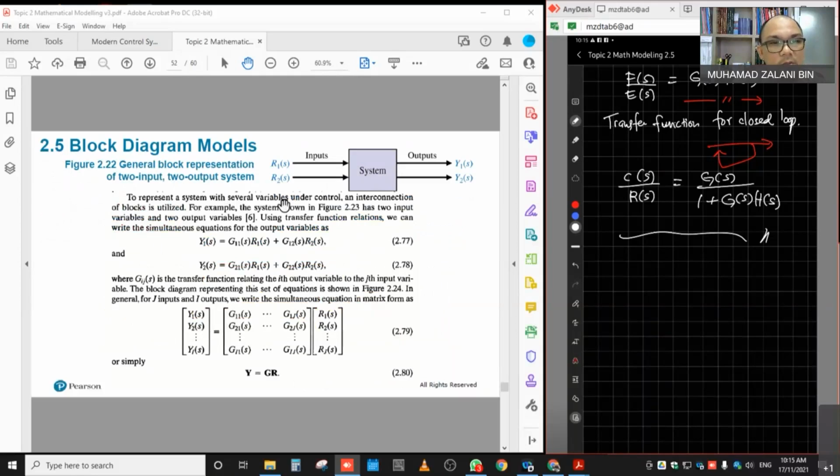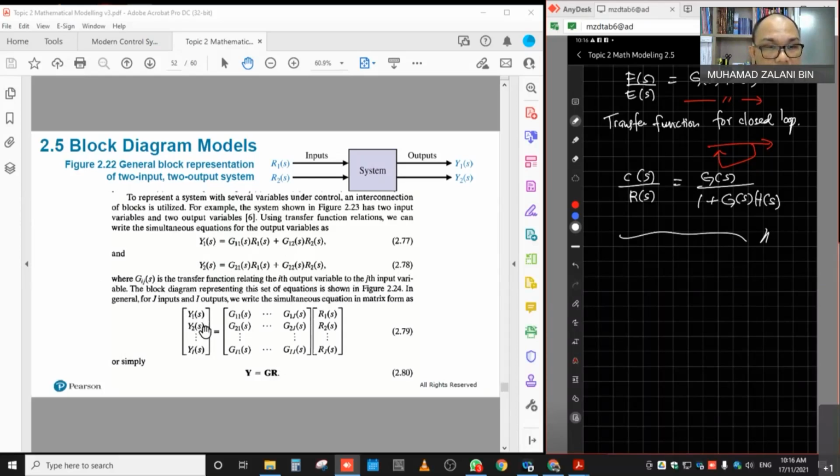Okay, so the block diagram model can also be considered for multiple input and multiple output like this. And then we can further, let's say the input is i, the output is j. Gij is the transfer function relating the ith output variable to the jth input variable. Let's say if we replace this G11 matrix with i and j. So it becomes like this.